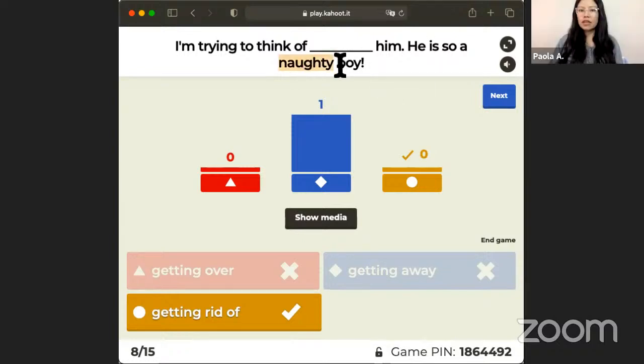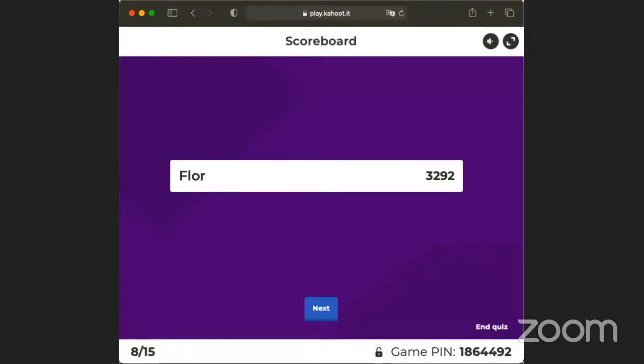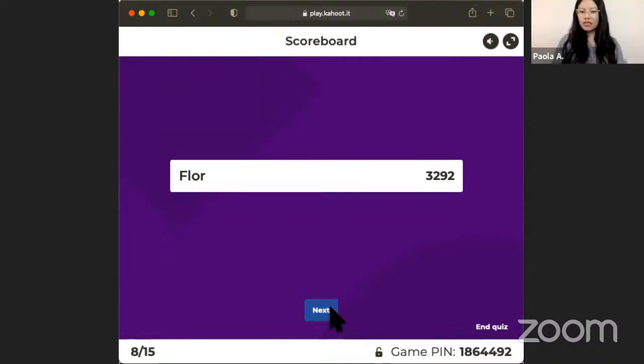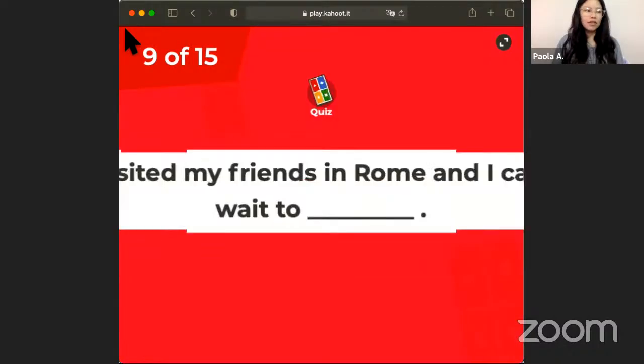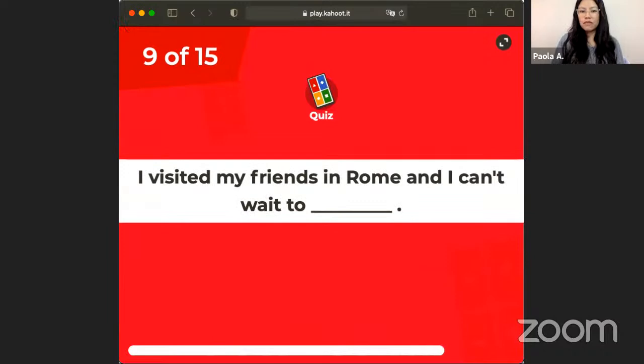So he's thinking about a naughty boy. Naughty is like a boy that doesn't behave very well. So it's thinking of getting rid of him because he's too naughty. It's like too much for you to handle, so you want to get rid of him, but it's not really possible. You cannot get rid of a boy. It's kind of like a joke, but you can get rid of things, for example.